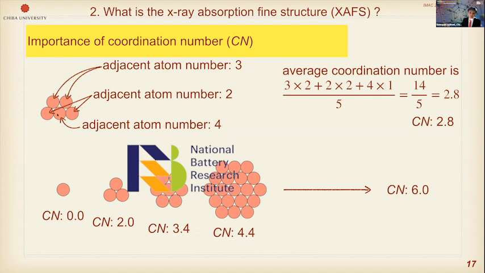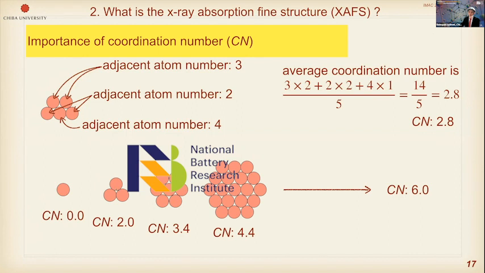In this case it is 2, this case 2, and the center atom has 1, 2, 3, 4 atoms here. So the average coordination number was calculated like this, and the coordination number is 2.8. Okay, 2.8. What does it mean?